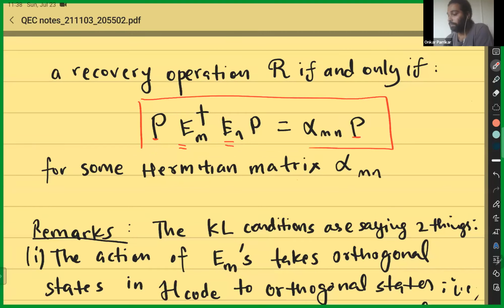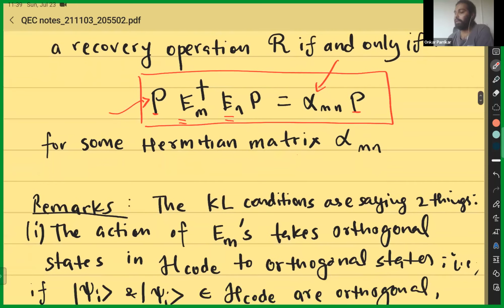right here. P here is the projector onto the code subspace. The E_m and E_n are Kraus operators for the error channel in question. And one important thing here is that this matrix alpha, which are just numbers, just coefficients, but this matrix of coefficients alpha_mn has to be Hermitian.